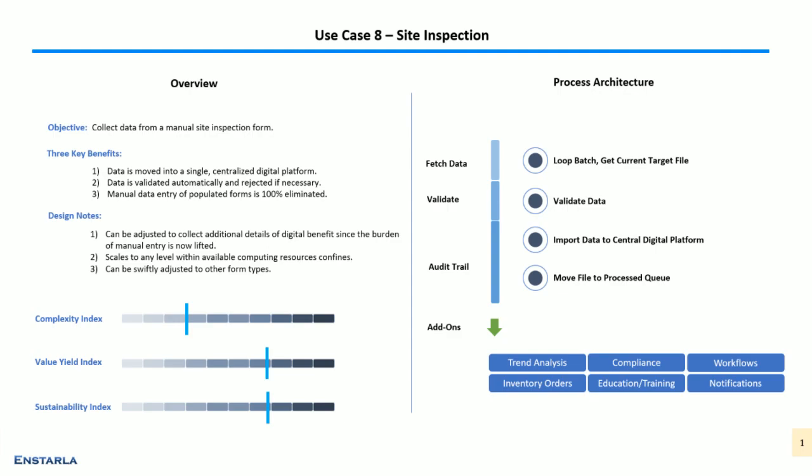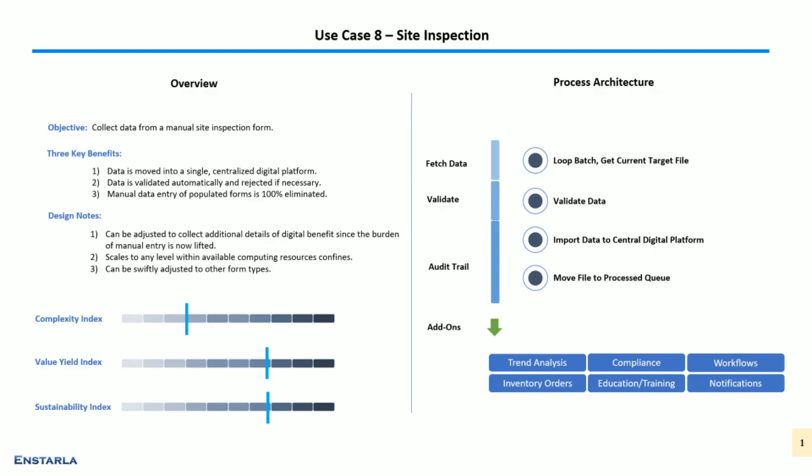Process architecture. Loop batch, get current target file. Then we validate the data, import data to central digital platform, move file to processed queue. Very simple. Add-ons, we love our add-ons here. So what are the additional things you could do?